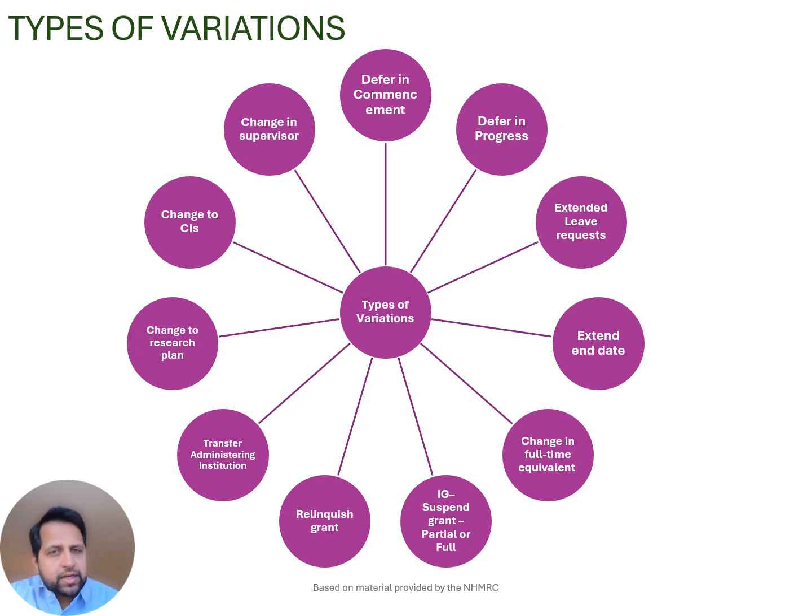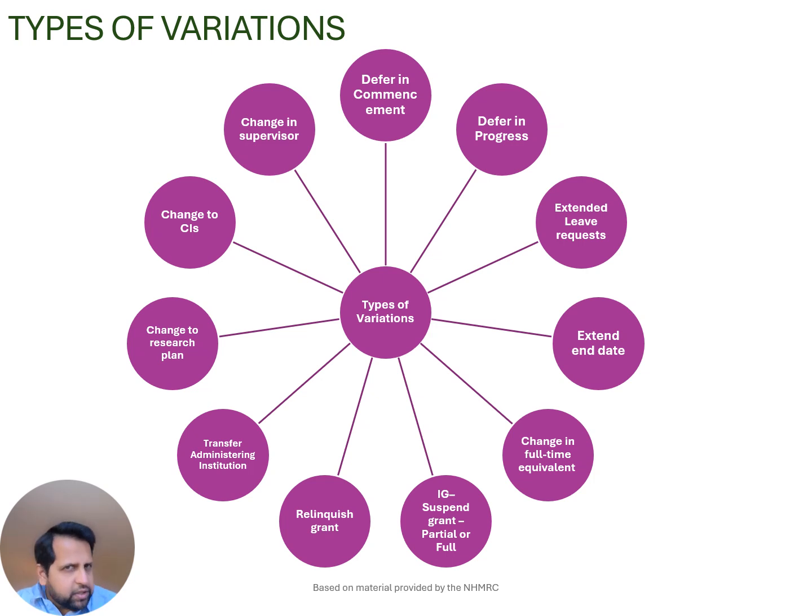The next one is the extension of end date. This is usually submitted towards the end of the project. Let's say that there have been some delays in the project during the period of the project, or there might have been unforeseen circumstances during this period. You primarily request NHMRC to extend the end date of your current grant.